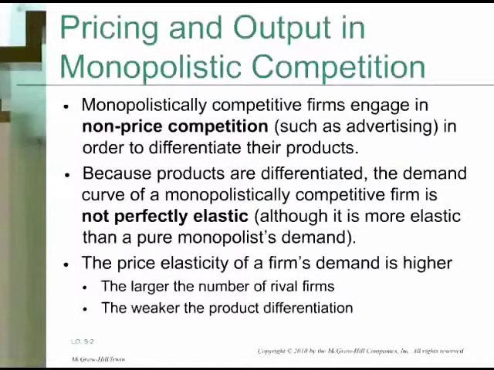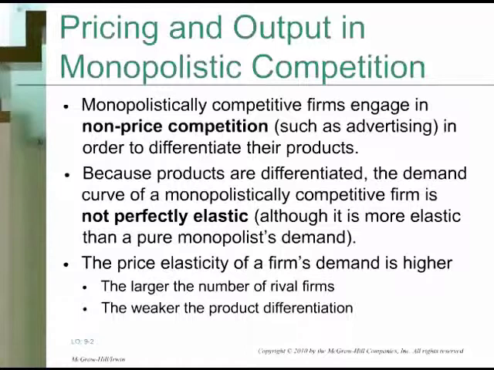Monopolistically competitive firms engage in non-price competition, such as advertising, in order to differentiate their products. Because products are differentiated, the demand curve of a monopolistically competitive firm is not perfectly elastic, although it is more elastic than a pure monopolist's demand. The price elasticity of a firm's demand is higher the larger the number of rival firms, and the weaker the product differentiation.